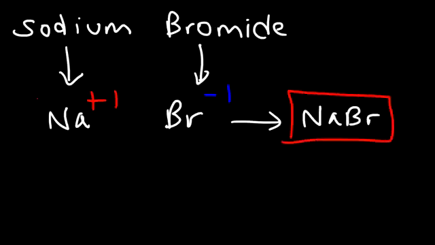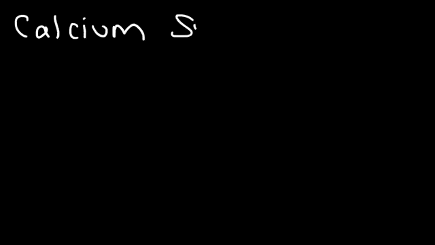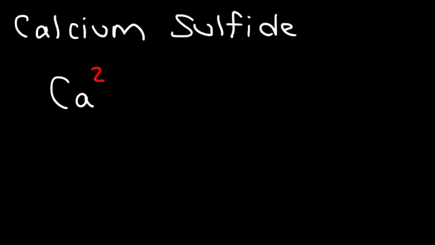So anytime the magnitude of the charges are the same, you could just write the elements together. Let me give you another example of that. Let's say we want to write the chemical formula for calcium sulfide. The first thing we're going to do is write the ions. Calcium is an element in group 2, so as an ion it's going to have a 2+ charge. Sulfide is a chalcogen in group 6A, so it's going to have a 2- charge.